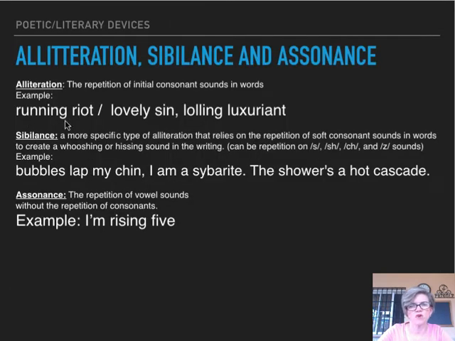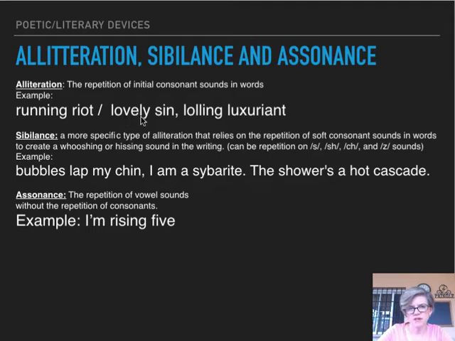That's where that comes from. Running riot is an example of alliteration because you have two words right next to each other. They both start with R. Here, this is from later on, and this is an example of alliteration. It's a little bit longer. We've got three words close to each other that all start with L.